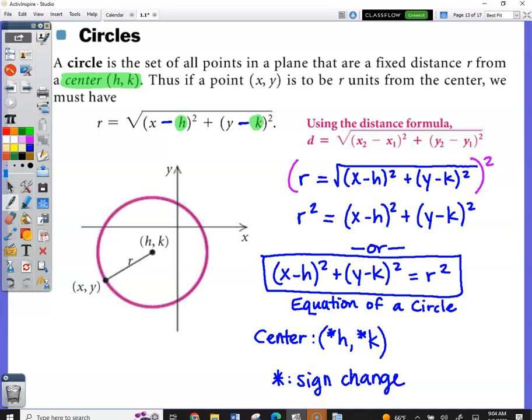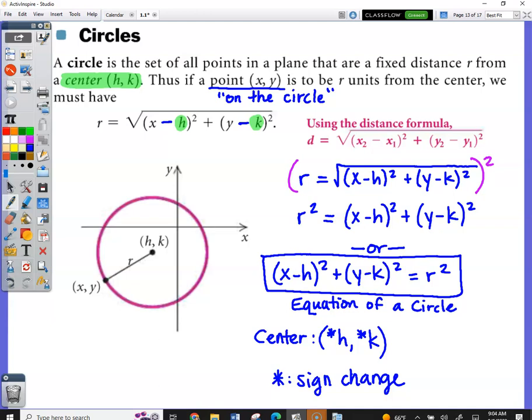Let's label one more thing. If I tell you that here's a point on the circle, you're going to see the phrase "given the point on the circle," and that means it's X and Y. And if I tell you the center, that means it's H and K. So there's a difference between the two, okay? If it's a point on the circle, it gets plugged in the position of X and Y. If it's the center, it gets plugged in the position of H and K.